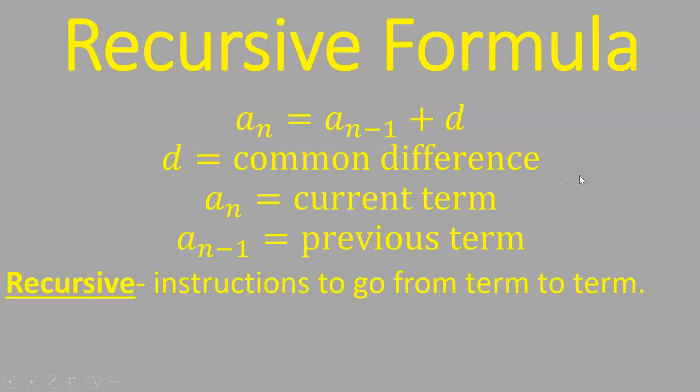Recursive gives you instructions to go from term to term. So recursive is not as powerful as explicit. It doesn't tell you some term way down the line. It just simply gives you instructions to go from one to the next. It doesn't really care where you are in the sequence. Just, how do I get to the next term?